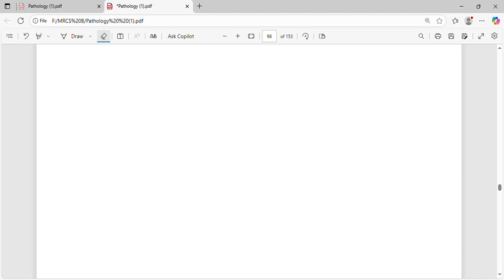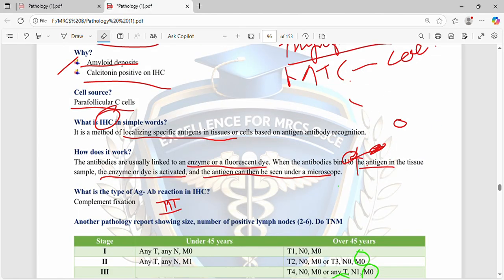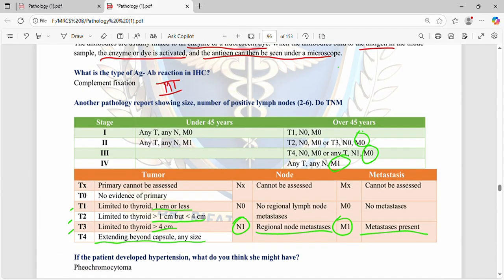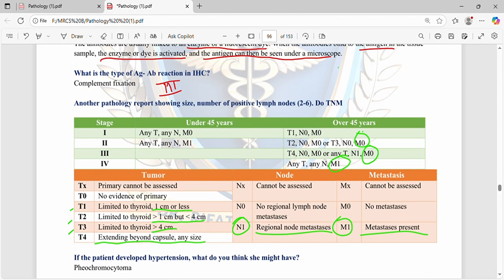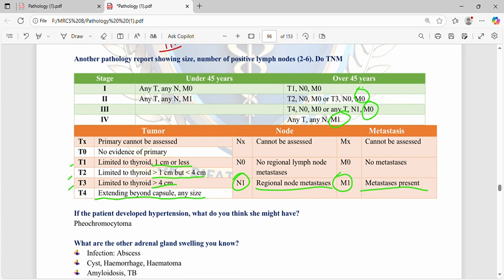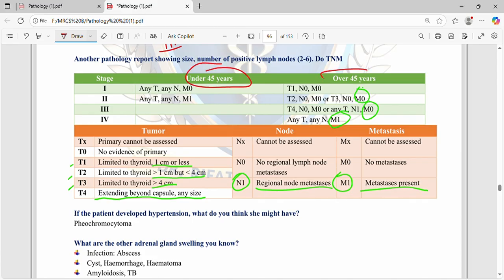Okay. So clean up. What happens here is the complement fixation. This is a type 3 allergic reaction basically. So we have another pathology report showing size and number of positive lymph nodes, 2 to 6. Do TNM staging. So TNM staging for this, I think, is for thyroid carcinoma. TNM staging is under 45, above 45, under 45, above 45.